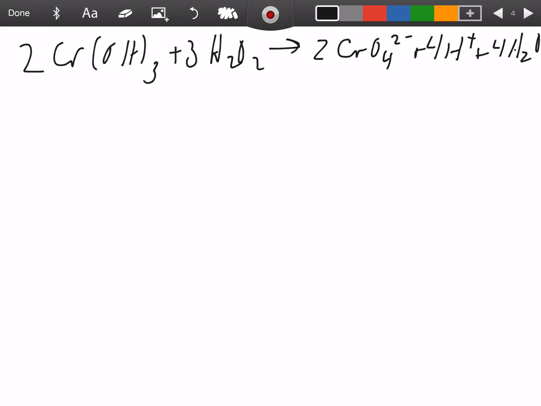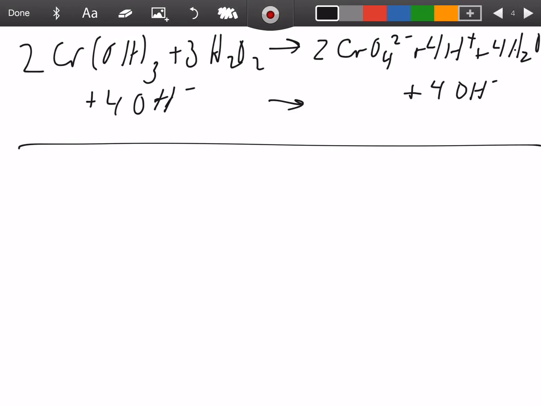Alright, so we said we were going to balance this in a base. The way we're going to make it a base is by adding base to the left and the right hand side. And if I want to neutralize those 4 H pluses, I can do that by adding 4 hydroxides to the right hand side. In order to keep it balanced, I have to add 4 hydroxides to the left hand side. And so my overall reaction now reads, but the one thing I want to look at here is combining that H plus and OH minus. When you add strong acid to strong base, you get water. And so I've made 4 waters.